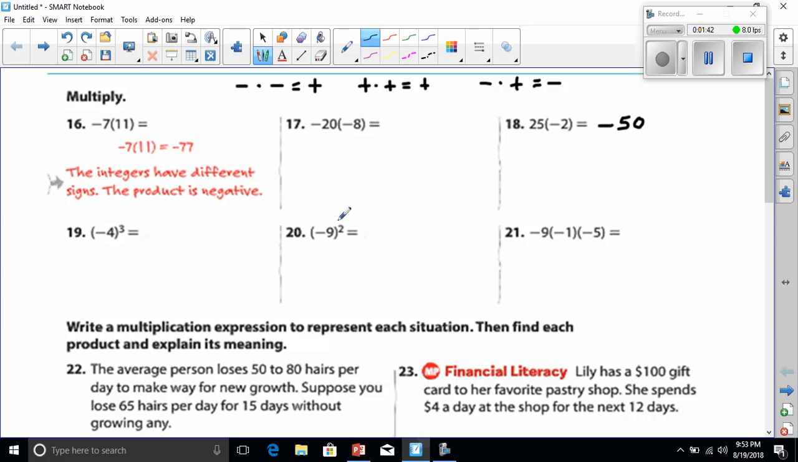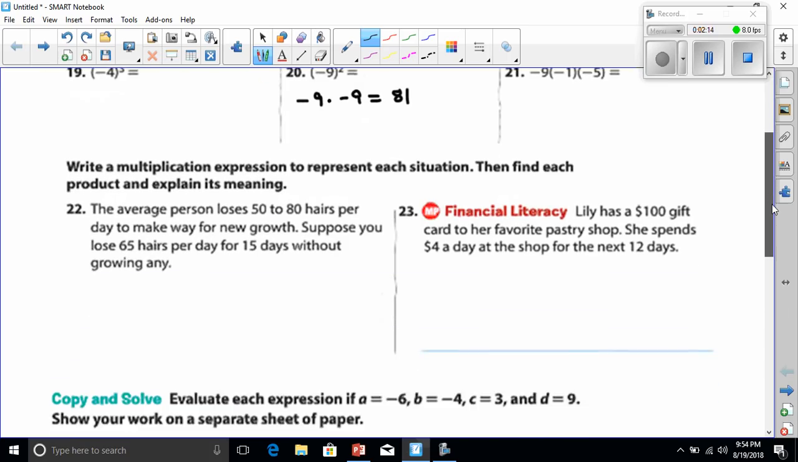We have negative 9 to the second power. Now what we have to remember is whenever we have an exponent, it's really saying that number multiplied to itself this many times. So what we really have is negative 9 times negative 9. And now we have a negative times a negative. Well, we said a negative times a negative would equal a positive. So we know the answer will be a positive number. And since 9 times 9 is 81, our answer would be 81. Let's move on to number 22.